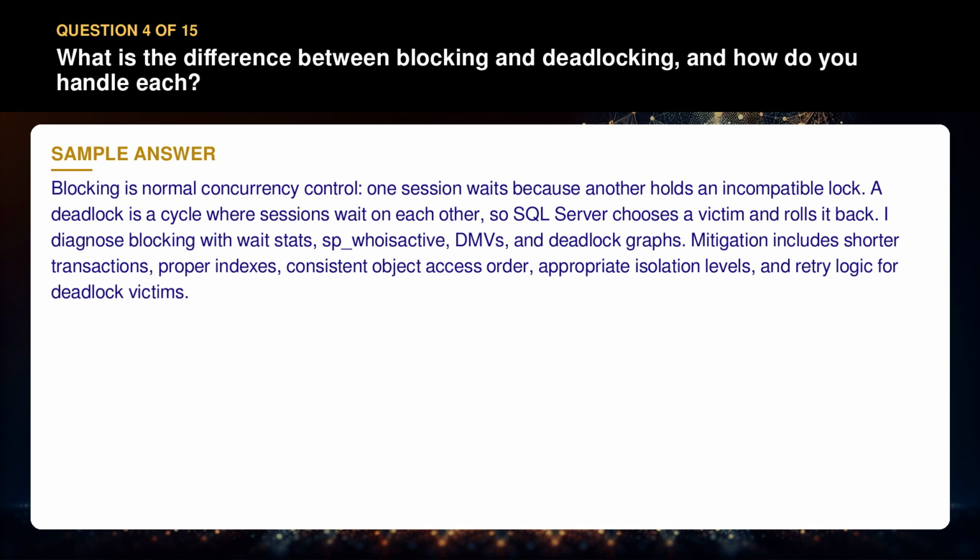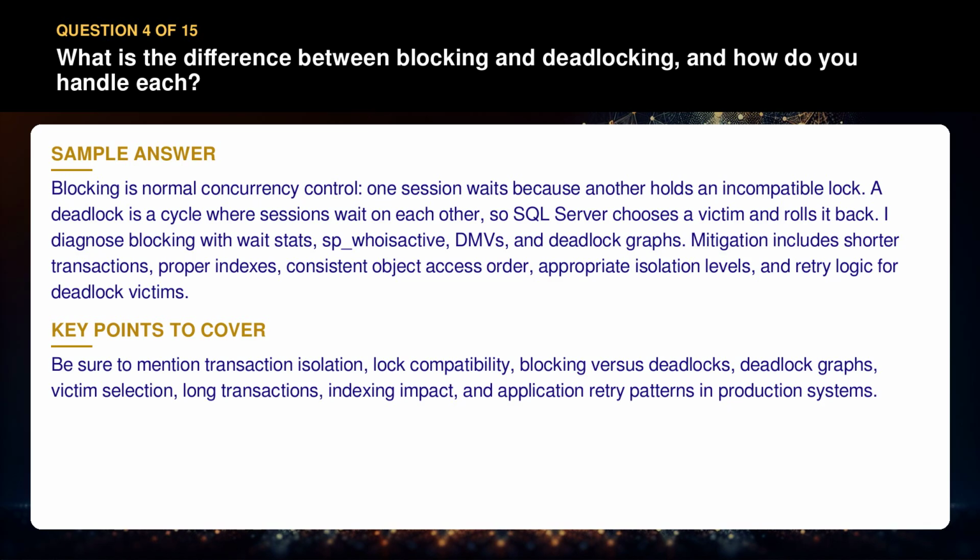Mitigation includes shorter transactions, proper indexes, consistent object access order, appropriate isolation levels, and retry logic for deadlock victims. Be sure to mention transaction isolation, lock compatibility, blocking versus deadlocks, deadlock graphs, victim selection, long transactions, indexing impact, and application retry patterns in production systems.